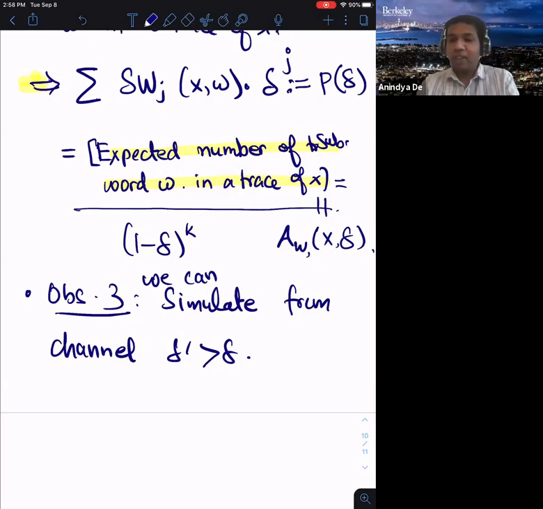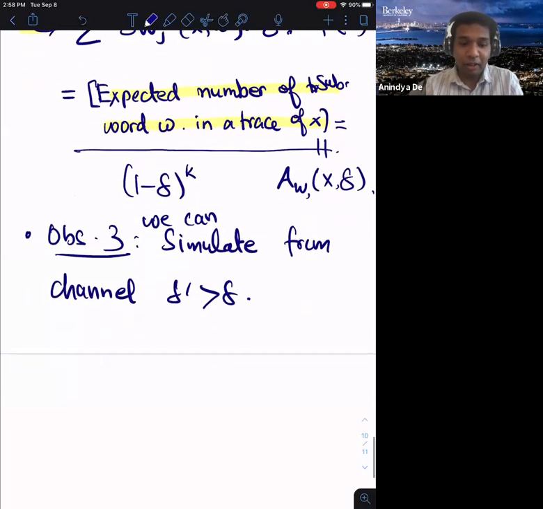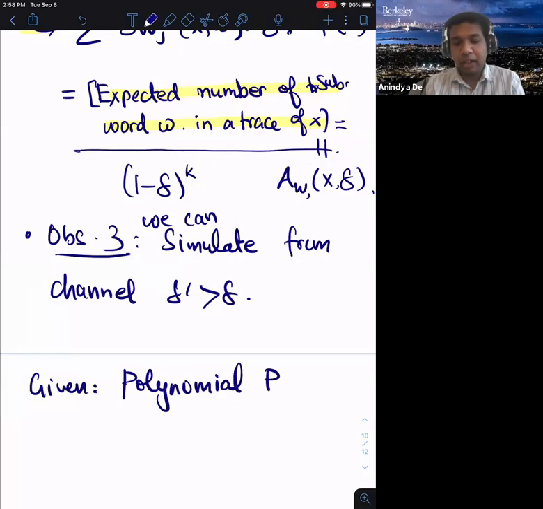Here is the issue. I have an unknown polynomial P delta. I know all its coefficients are integers. Given a polynomial P, I don't have access to it, but I can evaluate it at P delta, and at P delta prime for any delta prime greater than delta up to 1. That's the maximum value of the deletion rate.